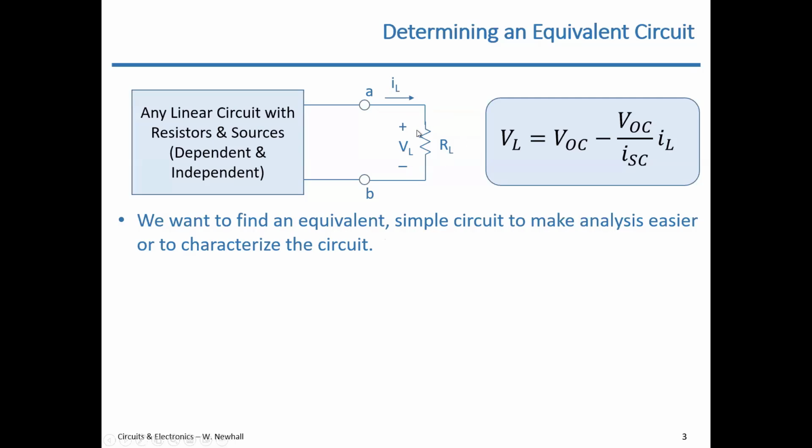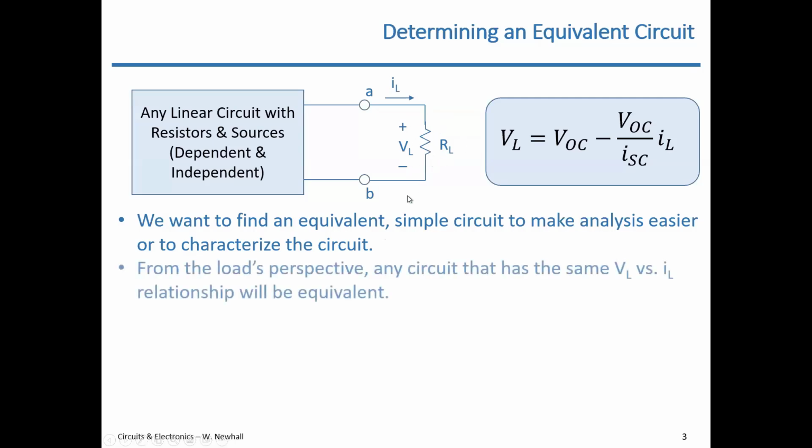But from the load's perspective, from this resistor's perspective, what does equivalent mean? From the load's perspective, any circuit in this blue box that has the same V sub L versus I sub L relationship will be equivalent, right? If I take a variable resistor that changes from 0 to infinity, and I get the same V sub L versus I sub L equation, that same line, then it's equivalent. I can't tell the difference. I could put both circuits, the original circuit and the equivalent circuit, inside a box, exposing two terminals, and I wouldn't be able to tell the difference from the load's perspective.